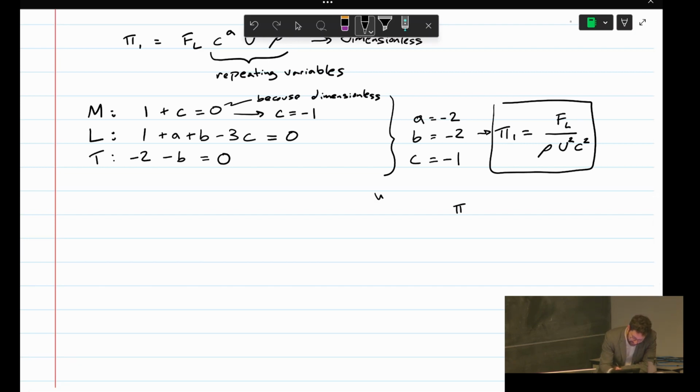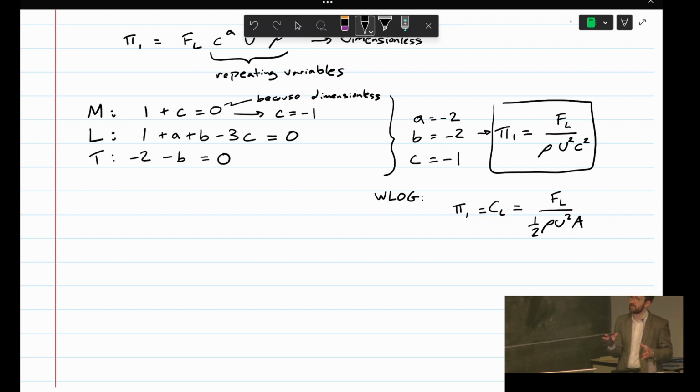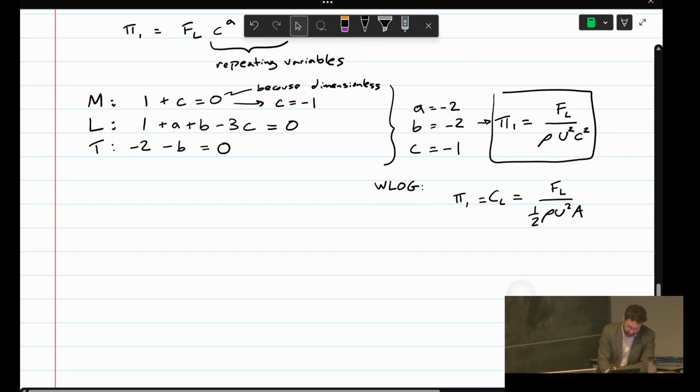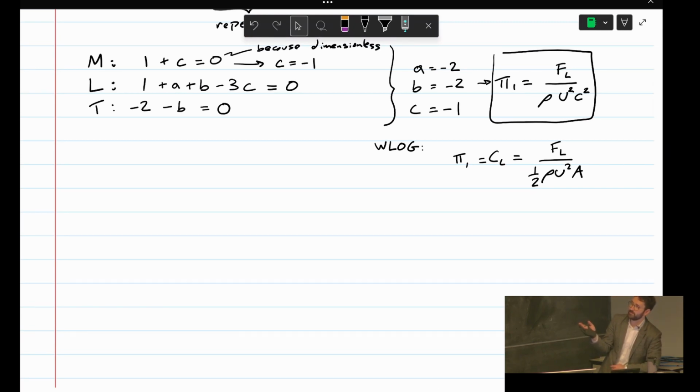If you aren't familiar, this term means without loss of generality, we can say pi1 is CL, which is FL over 1/2 rho u squared a. The reason we can just drop in a for c is it doesn't actually matter the definition of this variable. It's just some scale that we think it depends on. So we basically discovered the lift coefficient here. It's the ratio of force to some rho u squared times a length scale squared. Let's do pi2 now.